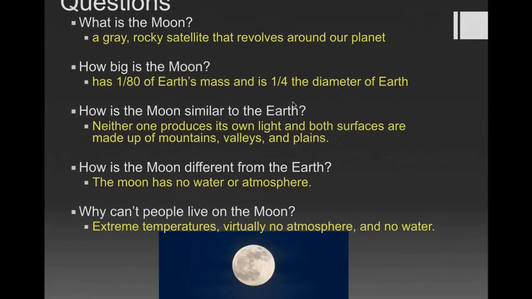So here are your questions. What is the moon? A gray rocky satellite that revolves around our planet. How big is the moon? It has 1/80th of Earth's mass and is 1/4 the diameter of Earth. How is the moon similar to the Earth? Neither one produces its own light. Both surfaces are made up of mountains, valleys, and plains. How is the moon different from the Earth? It has no water or atmosphere. Why can't people live on the moon? It has extreme temperatures, virtually no atmosphere, and no water. Make sure you get everything copied for your notes, please, and pause if you need to.